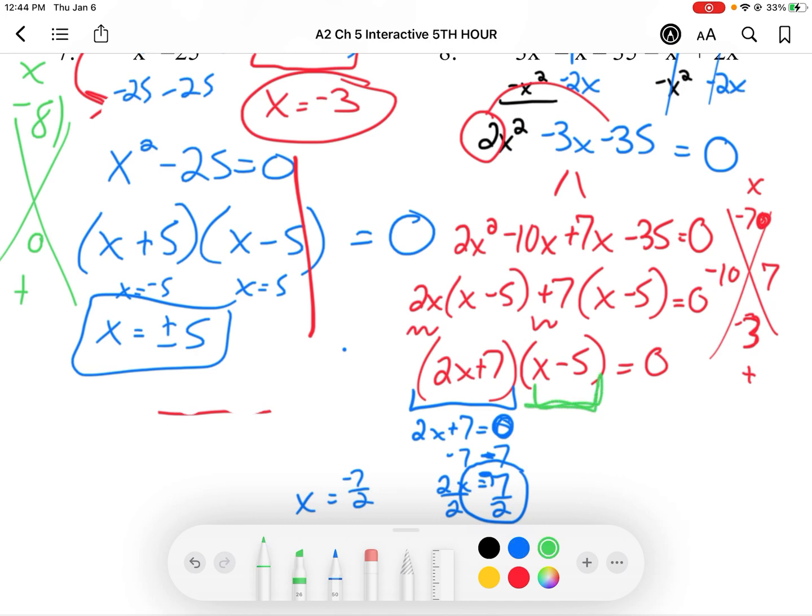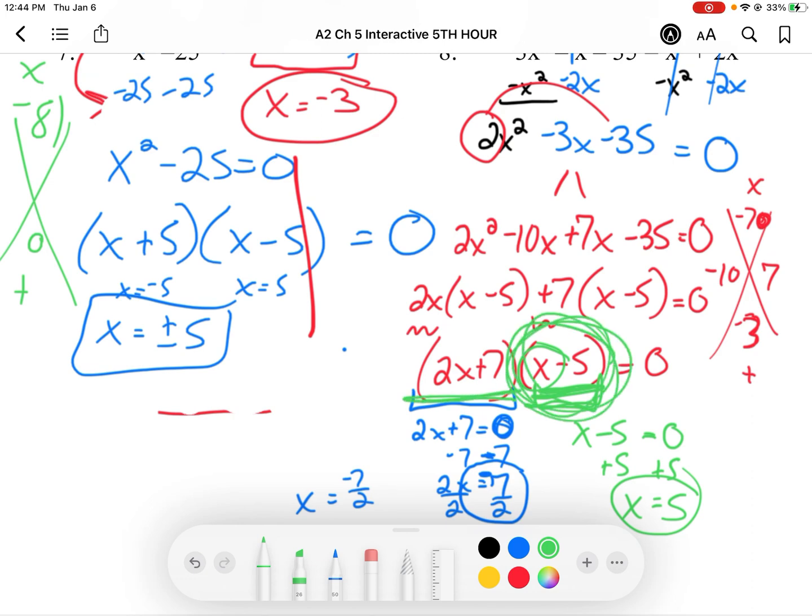What makes this factor equal 0? Set the factor x minus 5 equal to 0, you're going to get positive 5. Maybe that one you were really confident on, you could just see it. Because plug a 5 in there, 5 minus 5 is 0. Makes the whole thing equal 0. 0 times anything is 0, makes the equation true.